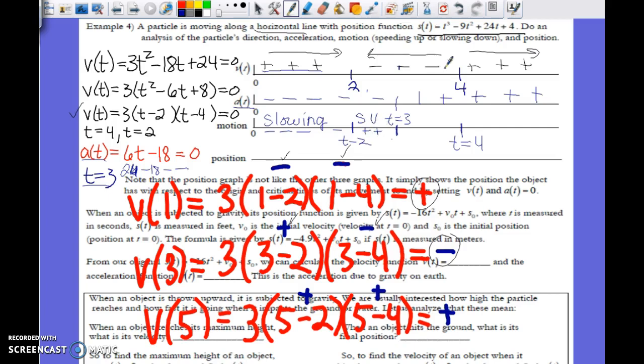Again, after t equals 3, we have a positive acceleration, but it's moving to the left. Since they're in opposite directions, we're slowing down now. And once again, the motion is to the right and the acceleration is to the right, so it's going to get that guy going faster and faster. So we are speeding up afterwards.